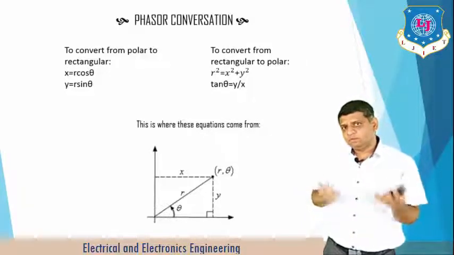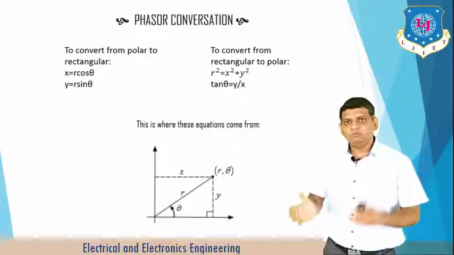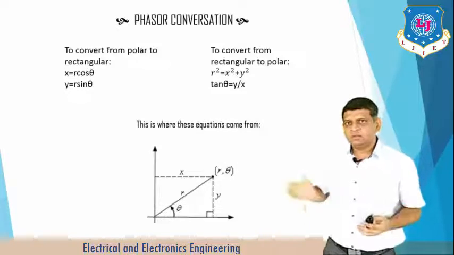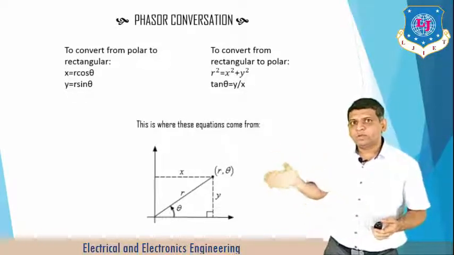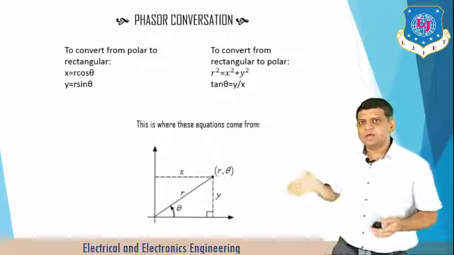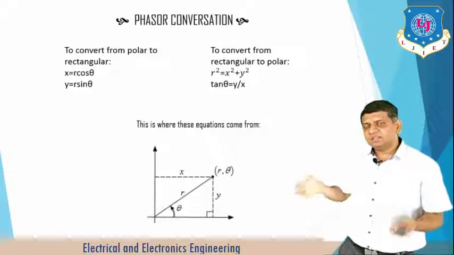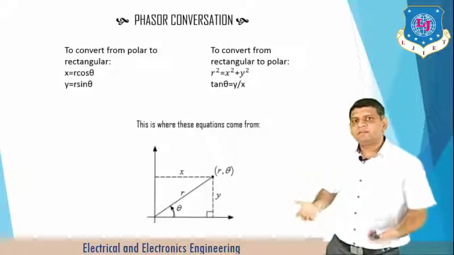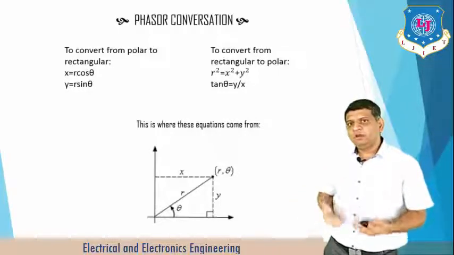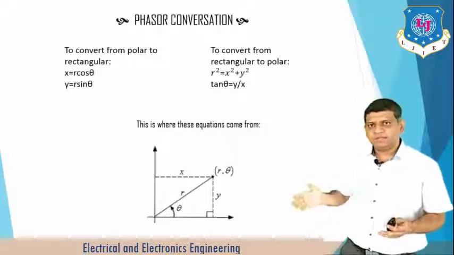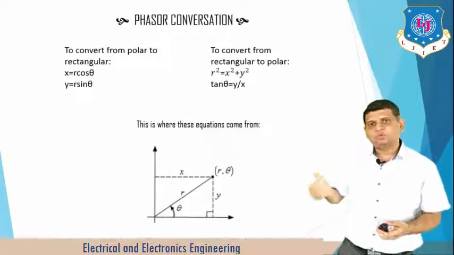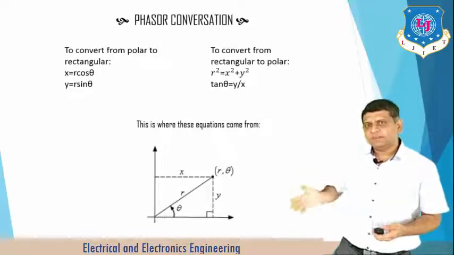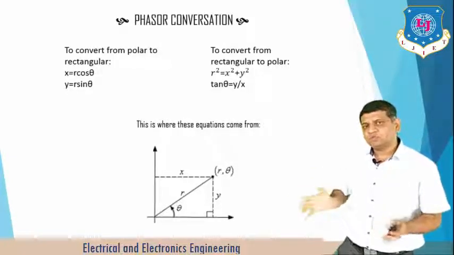So by which way you can convert one form into another, you can state from these equations. To convert from polar to rectangular, you have to use x is equal to r cos theta and y is equal to r sin theta. Same way, r is nothing but the resultant vector. If you want to convert from rectangular to polar, we have just discussed the analytical method, where r square is equal to x square plus y square and tan theta is equal to y by x, right? So these are the common equations.